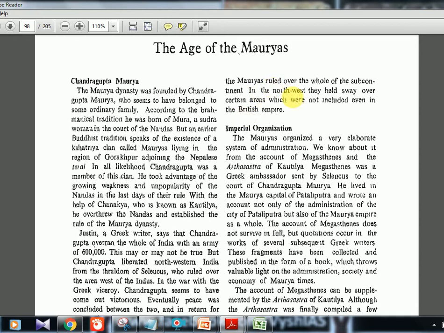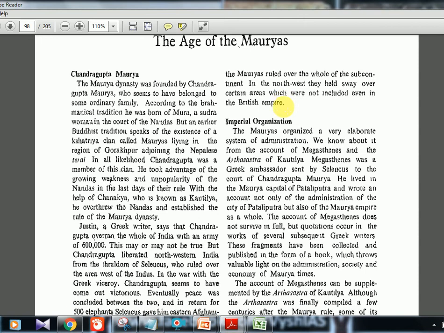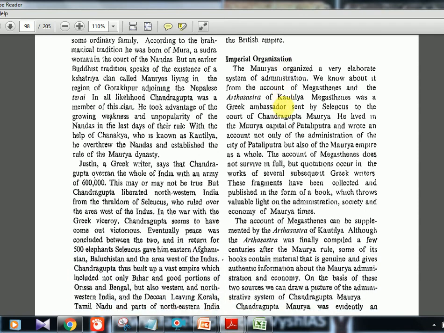In the northwest, they held sway over certain areas which were not included even in the British Empire. So even the British could not conquer such a big empire in India, though they ruled for 400 years or so. Still they could not conquer as many regions as Chandragupta Maurya acquired.